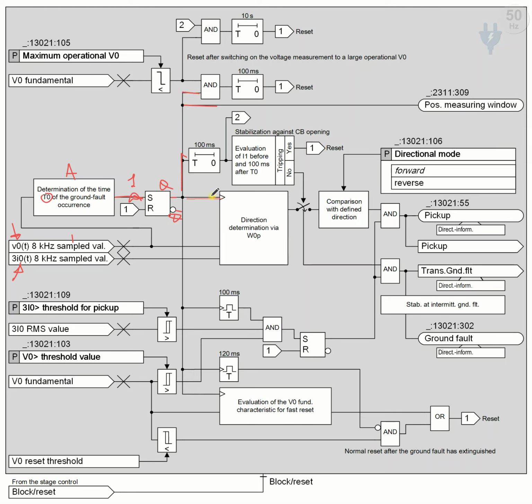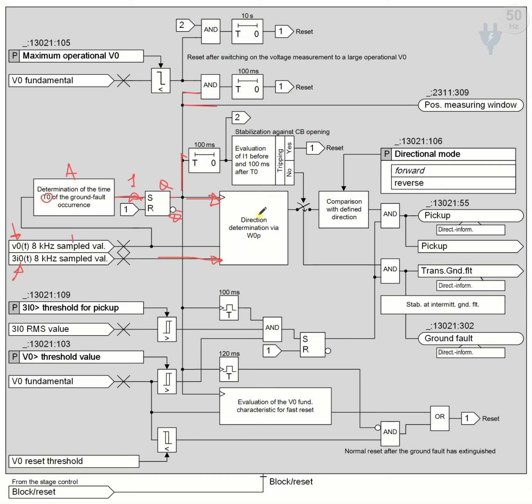These values, the Q which gets high, are then supplied to other blocks. The important block in our discussion in this session is the direction determination block. This block determines the direction of the transient ground fault. And we already understood that the sampled value of instantaneous zero sequence current is directly supplied to the direction determination block.